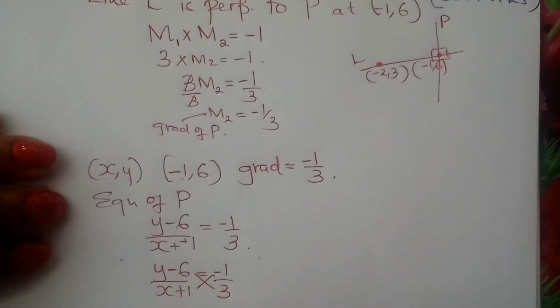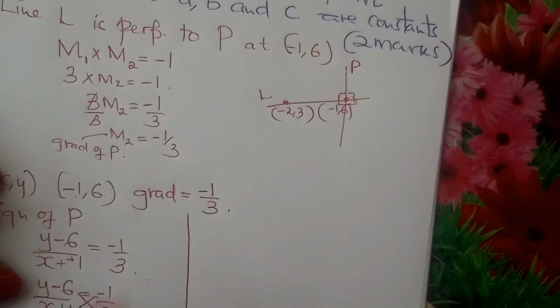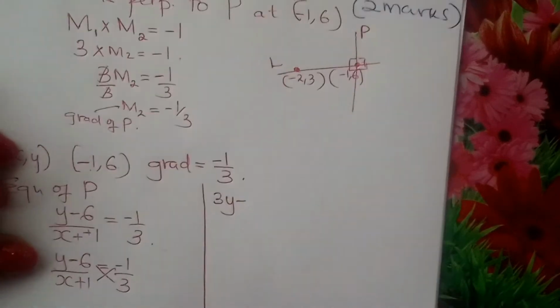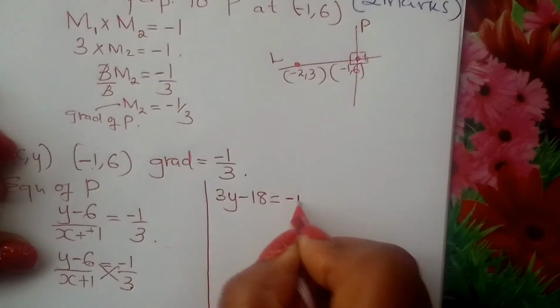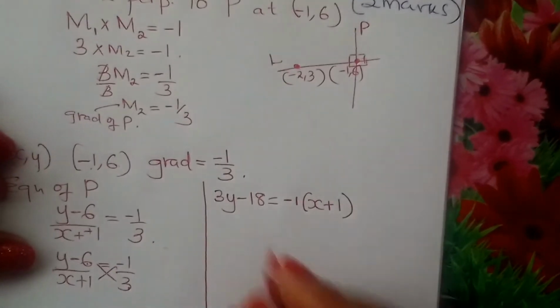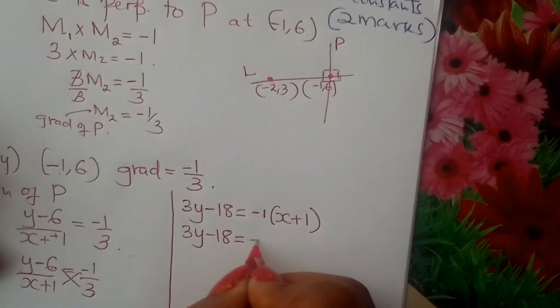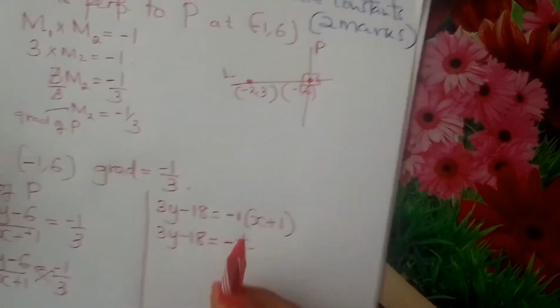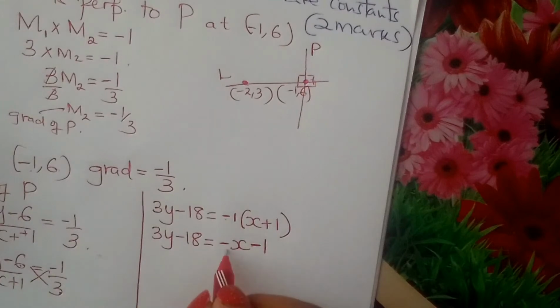Cross multiply, learner. Cross multiplying, what do we get? This becomes 3y minus this times this, 18, is equals to the other side. You can rewrite and then you remove the bracket later, like that. So learner, this is 3y minus 18 is equals to what? It is equals to minus x here. Minus times minus, learner, take care here as you remove the brackets, becomes minus. And therefore 1 times 1, 1. So this is minus x minus 1.